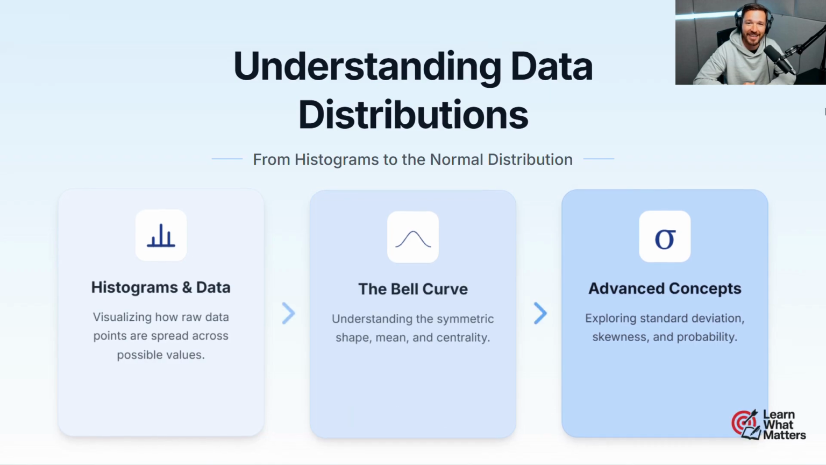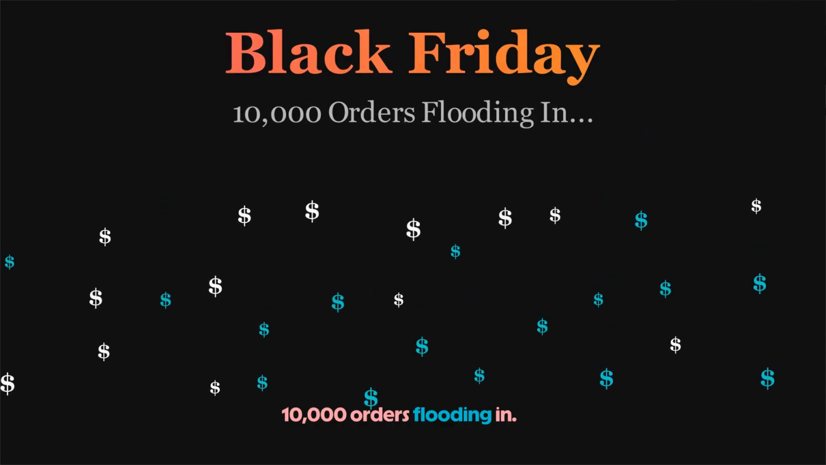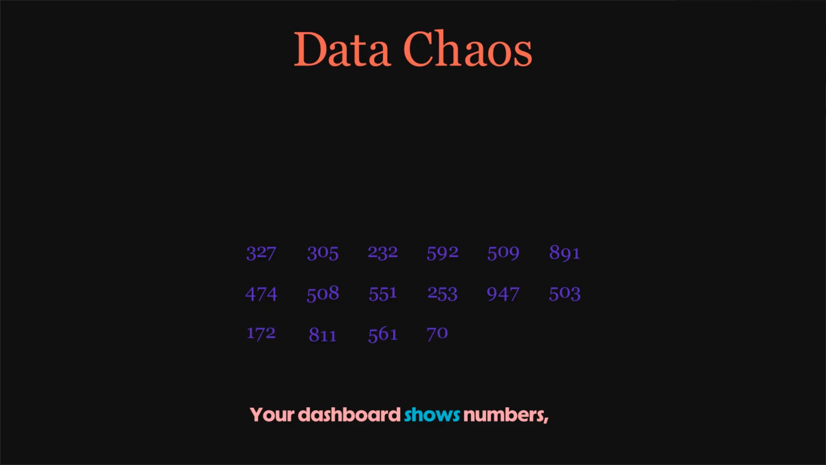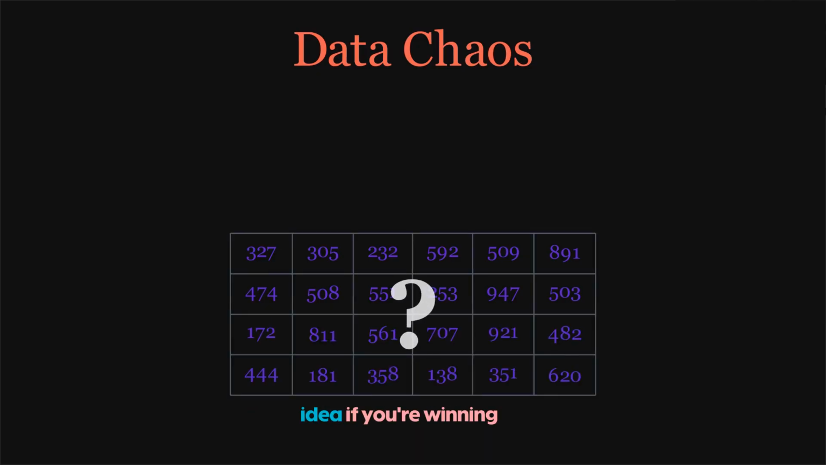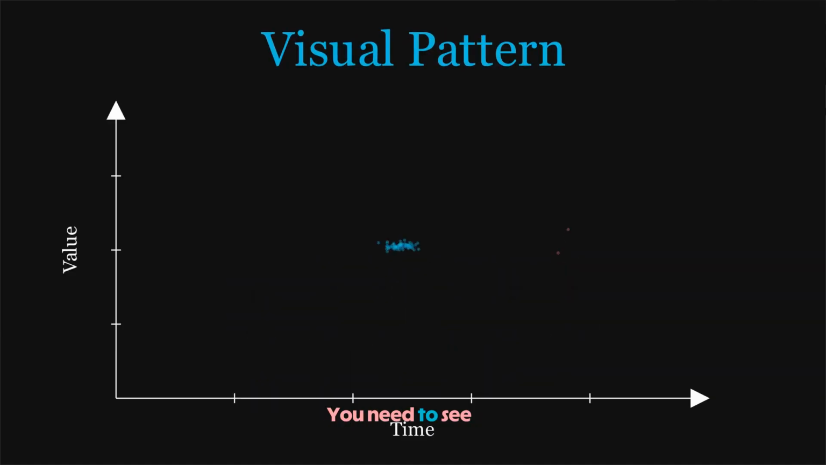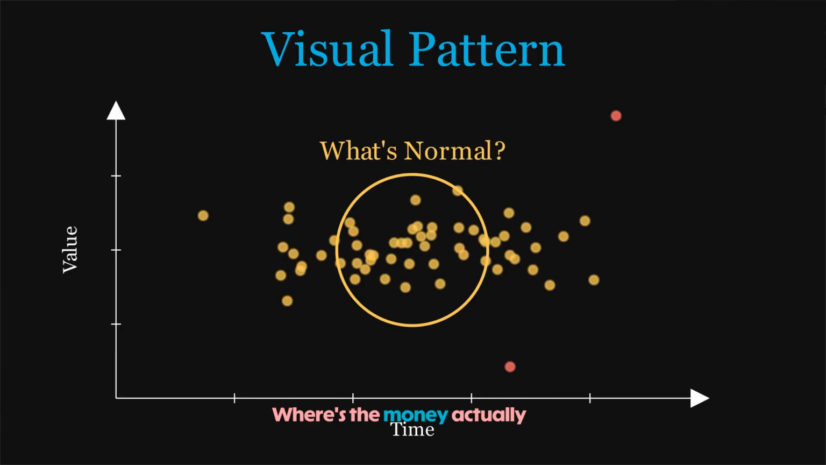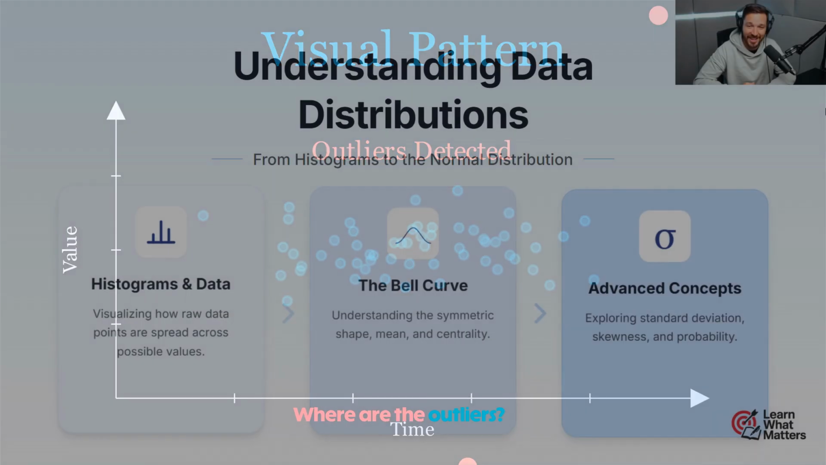Black Friday, 10,000 orders flooding in. Your dashboard shows numbers, but you have no idea if you're winning or losing. Staring at a spreadsheet tells you nothing. You need to see the pattern. Where's the money actually coming from? What's normal? Where are the outliers?